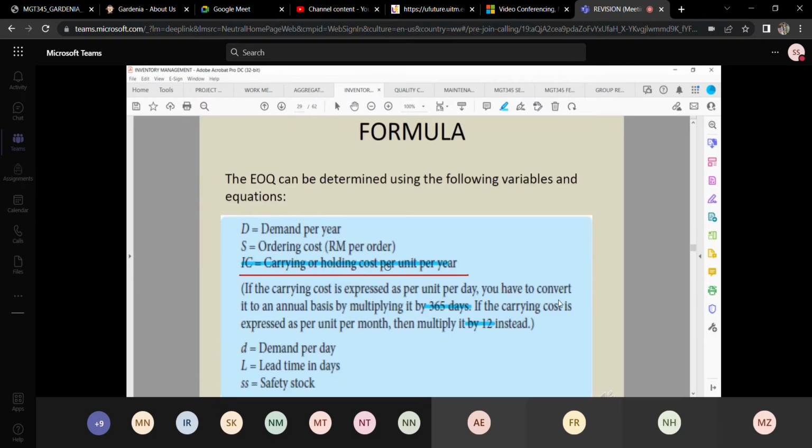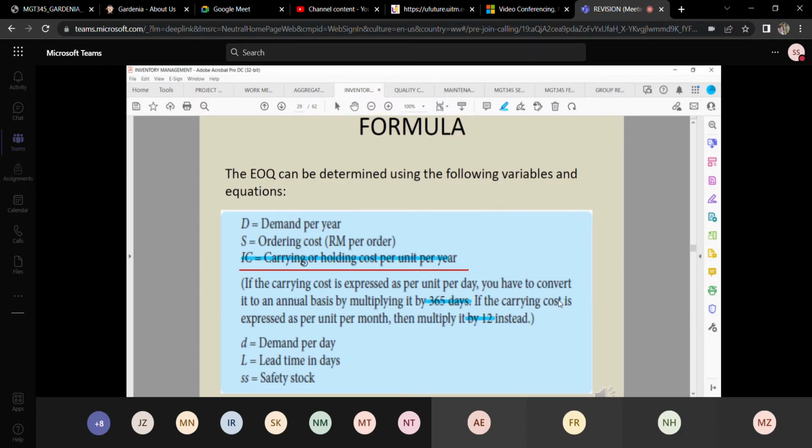Don't forget, your IC must be per year. Kalau dia bagi per day, you need to multiply with 365 days. Kalau dia bagi months, you need to multiply with 12. Kalau dia bagi weeks, you need to multiply with 52. Okay, remember IC must be per unit per year.